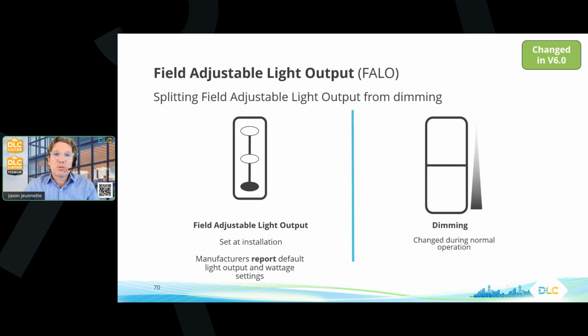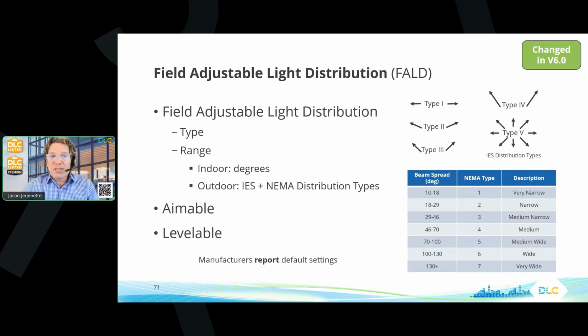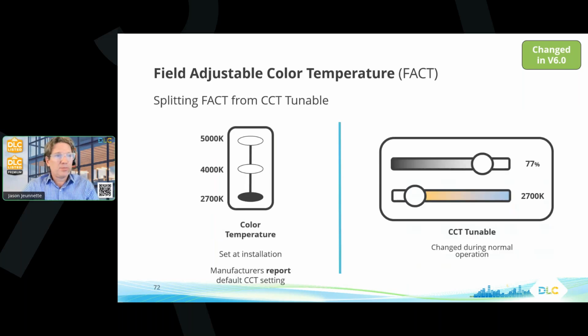In version 6, we are separating PHALO from dimming. Manufacturers seeking PHALO listings are required to report light output and wattage settings and their default shipping levels. For field adjustable light distribution products, we are collecting the type and range of the adjustment capabilities, as well as information about whether the product is aimable or levelable. We're asking manufacturers to report these default settings.